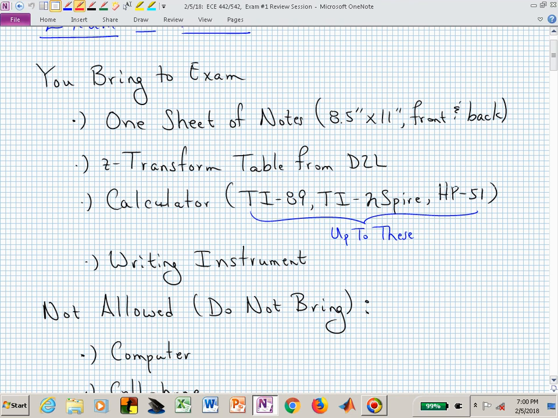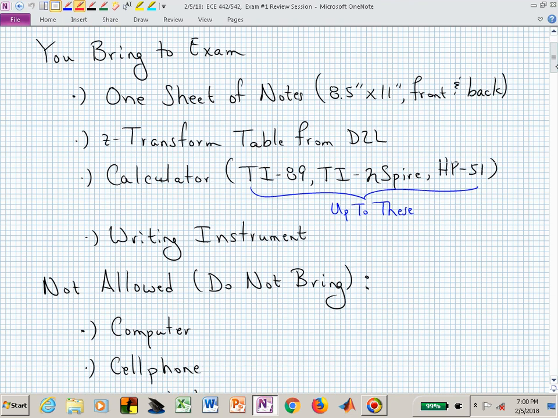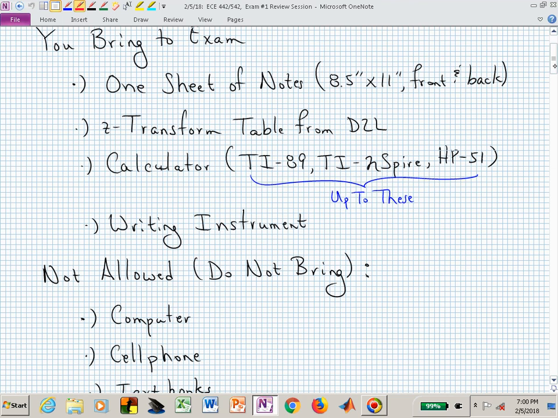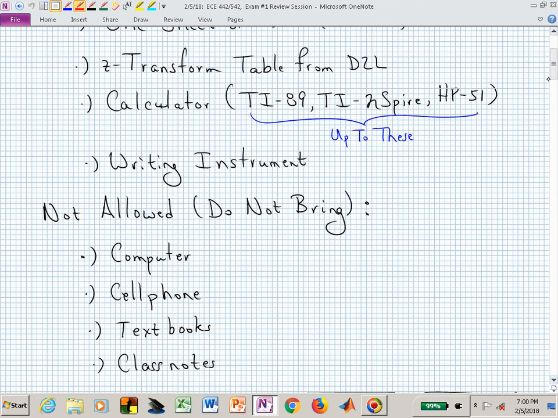If you've been here, I'll just sort of show it to you on the screen. You can read it for yourself. There's some things that you can bring, basically 2 pages and a calculator and something to write with. Don't bring a textbook, a cell phone, a computer, class notes, and we'll be ready to go.